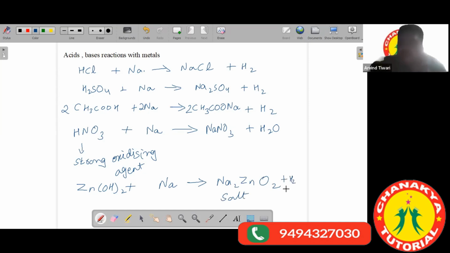So sodium zincate, which is a salt, is produced along with hydrogen gas. A few metals can react with bases to form salt and hydrogen gas, but not all the metals, and not with all the bases. Only the bases which are amphoteric in nature and the metals which are highly reactive. So you will obtain the same results as we obtained in the case of acids. We observed that acids react with metals to form salt and hydrogen gas. The same results we expect over here also.